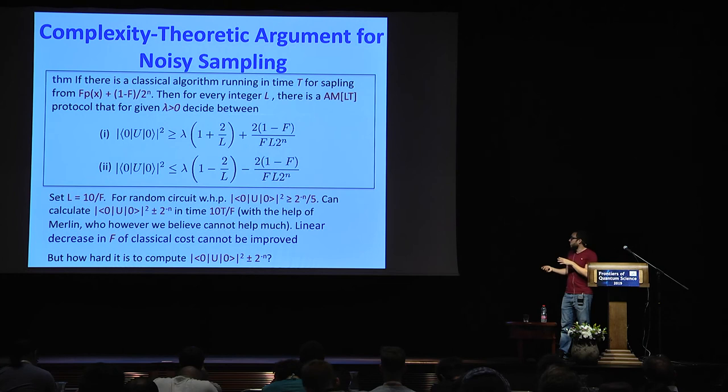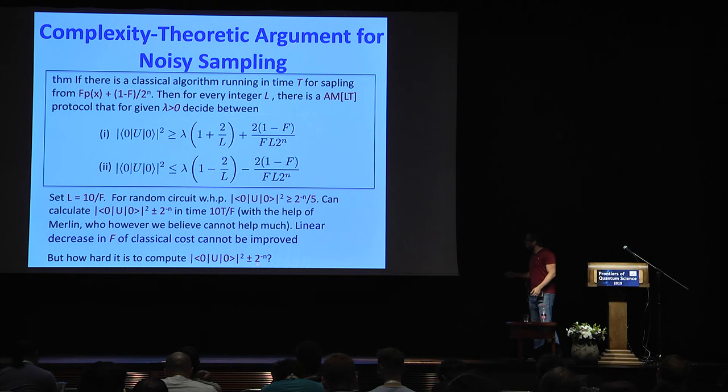having a justification for the noisy sampling being hard as well. That's one thing. But it still leaves open another issue. Great, so now we know that sampling from the noisy distribution is, by a factor of F, easier than computing this transition probability. But how hard is it to compute this transition probability for a random circuit with this error?